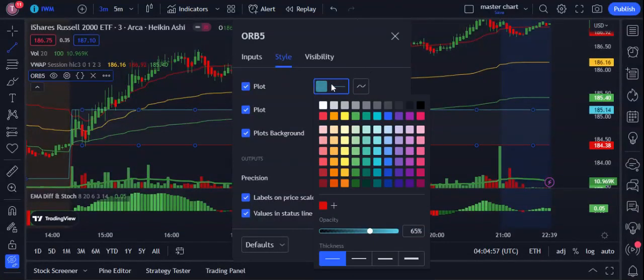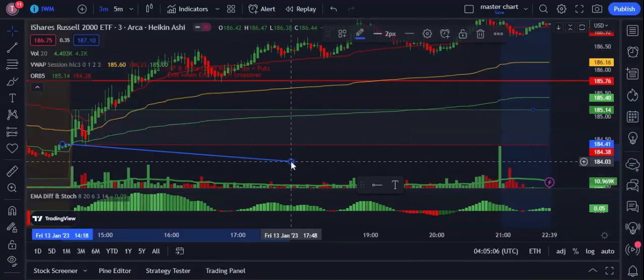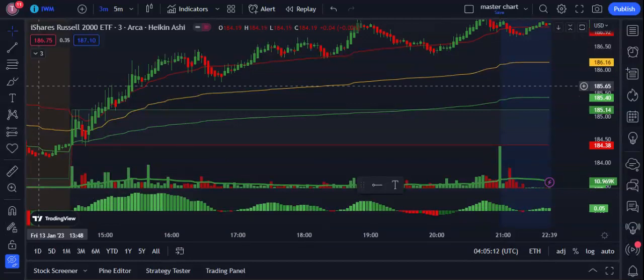So we're going to take puts if it breaks below. We're going to take calls once it breaks above. We want to see momentum. We want to see volume. The market pays us based off volume and momentum and volatility.